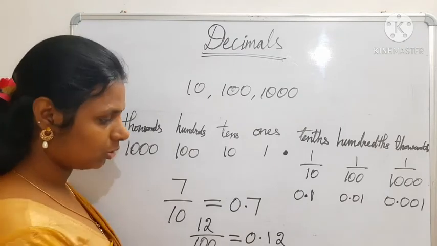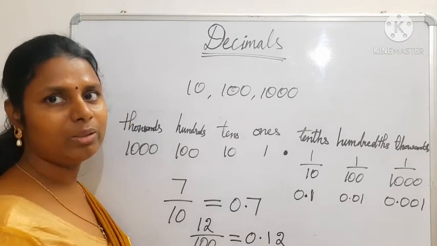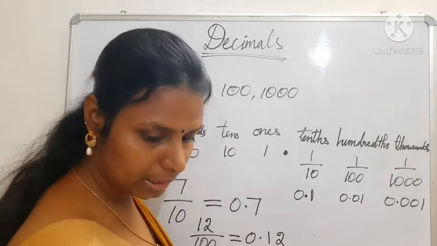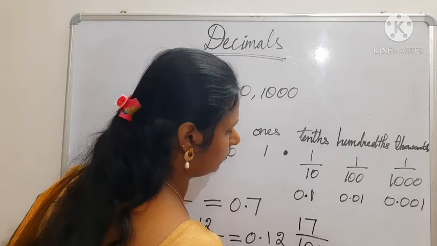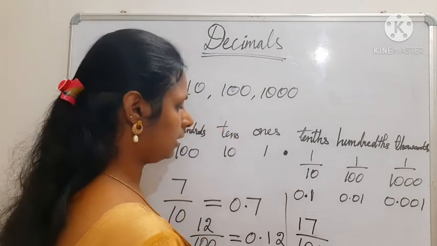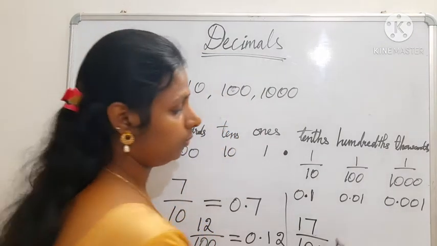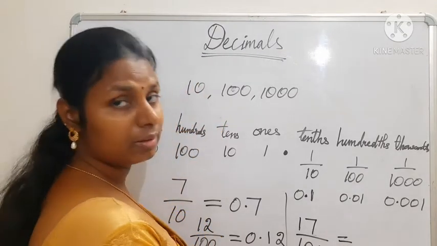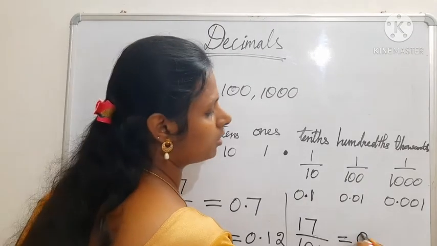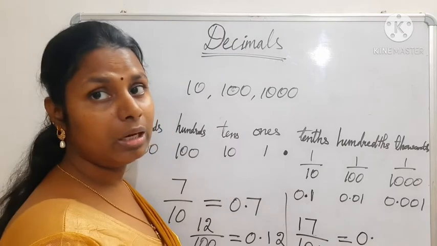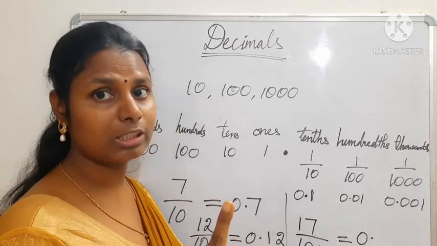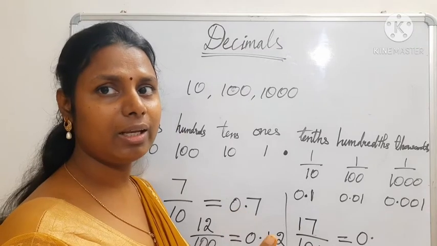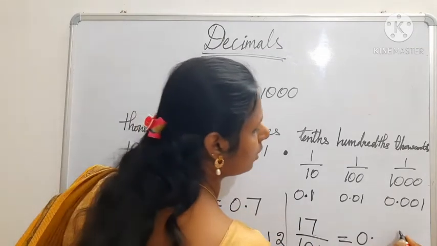So okay. 0.12. If I am writing it like this, it is 12 by 100. Now here, I have put the decimal point. Now this 7 must end in the thousands place. 7 must end in the thousands place.